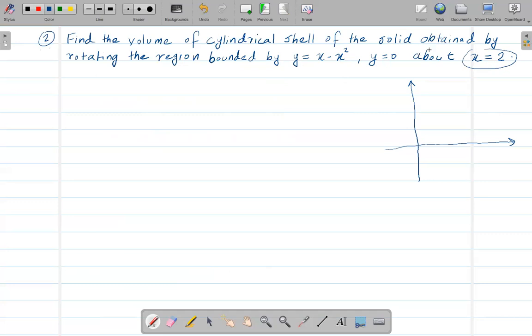It's rotating about x equals 2, so that's why it's a little different. The approach would be different.